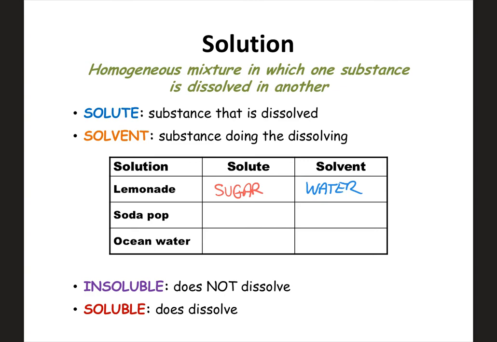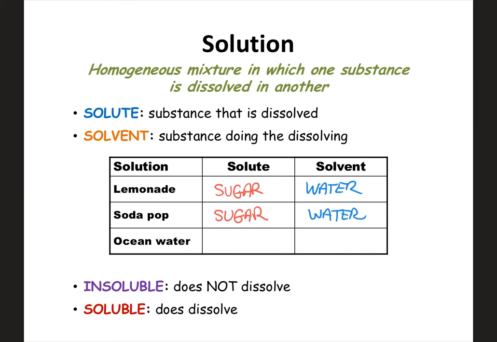What would be the solute in soda? There's actually a few of them. The big one I'm going to go with here is going to be sugar. You could say caffeine. You could maybe say the syrup. And then what would be the main solvent here in soda? Would be water. Okay, the water is going to dissolve those different substances.